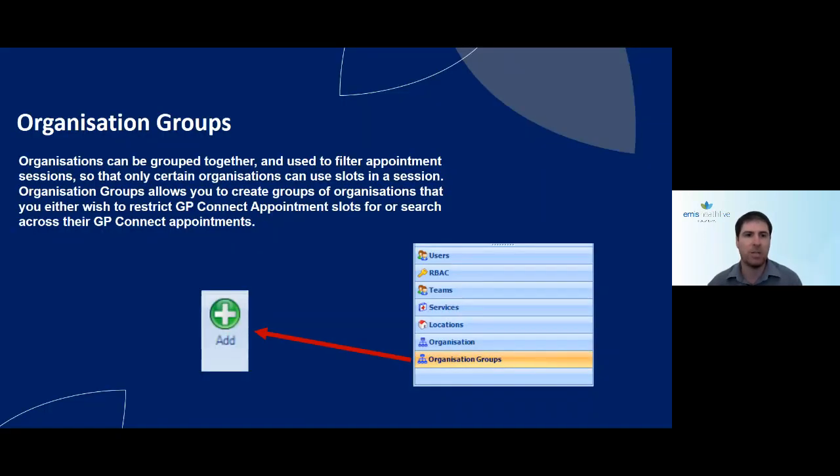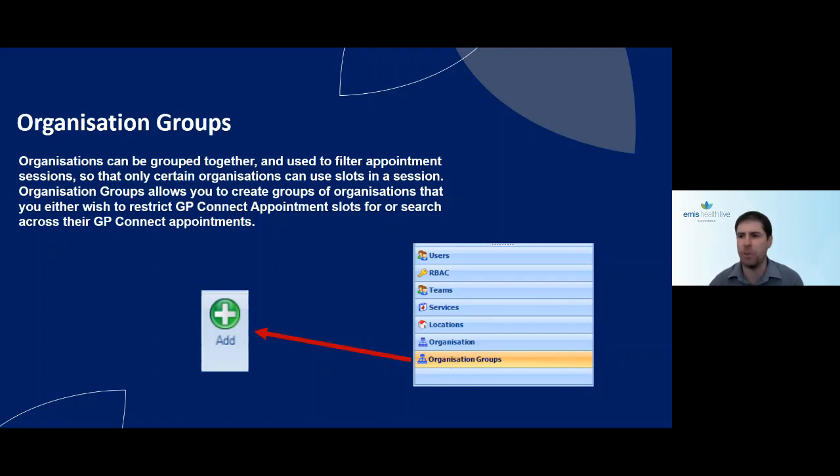Following that, the organisations can be grouped together and used to filter appointment sessions, so that only certain organisations can use slots in a session. Organisation groups allow you to create groups of organisations that you either wish to restrict GP Connect appointment slots for, or search across their organisation appointments. So organisation groups can be used to build up groups that represent your local GP federation or a particular service that you have an arrangement with to provide appointments.